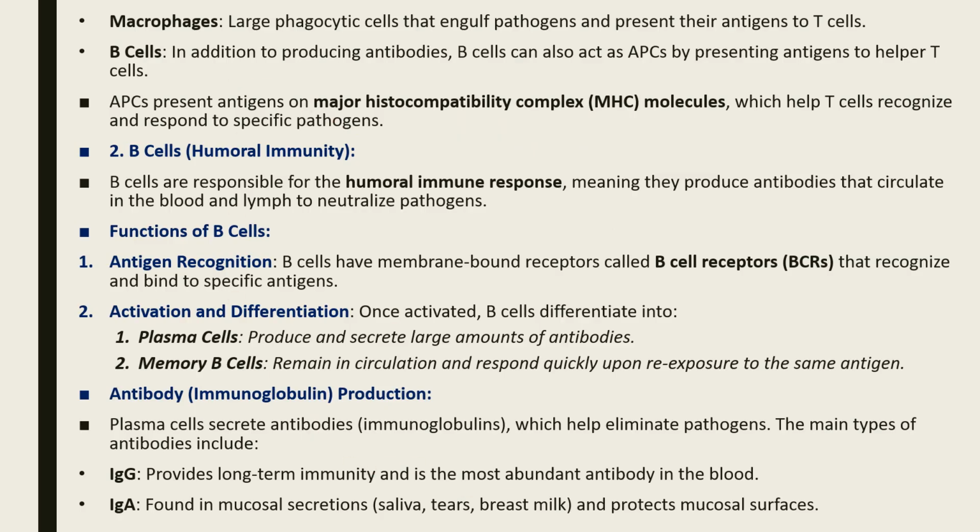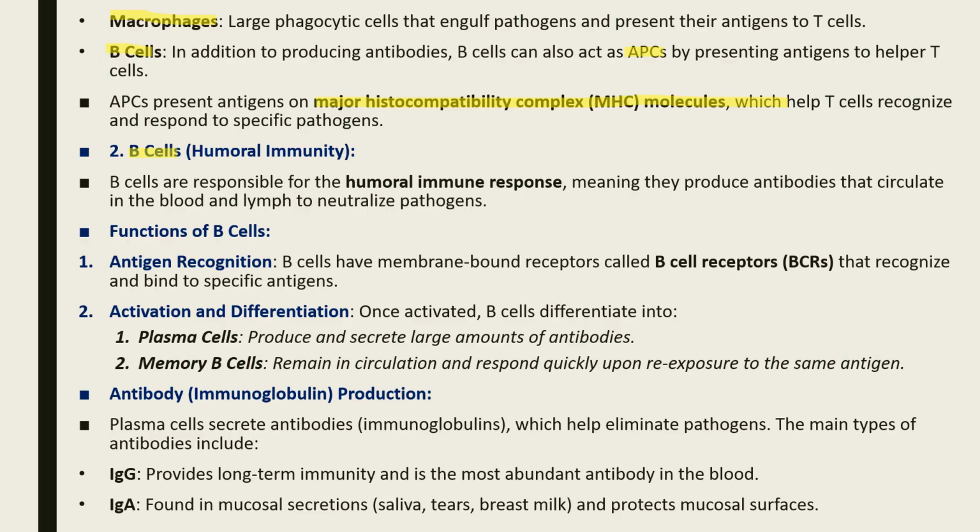Number two is macrophages and B cells. Macrophages are large phagocytic cells that engulf pathogens and present their antigen to T cells. B cells, in addition to producing antibodies, can also act as APCs by presenting antigen to helper T cells. APCs present antigen on major histocompatibility complex, MHC, molecules, which help T cells to recognize and respond to specific pathogens.